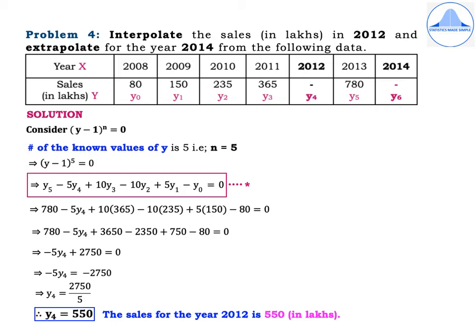235 plus 5 into 150 minus 80 equal to 0, which implies 780 minus 5y4 plus 3650 minus 2350 plus 750 minus 80 equal to 0, which implies minus 5y4 plus 2750 equal to 0, or minus 5y4 is equal to minus 2750. Again, the negative signs get cancelled on both sides, or y4 is equal to 2750 divided by 5. Therefore, y4 is equal to 550, or the sales for the year 2012 is 550 in lakhs.